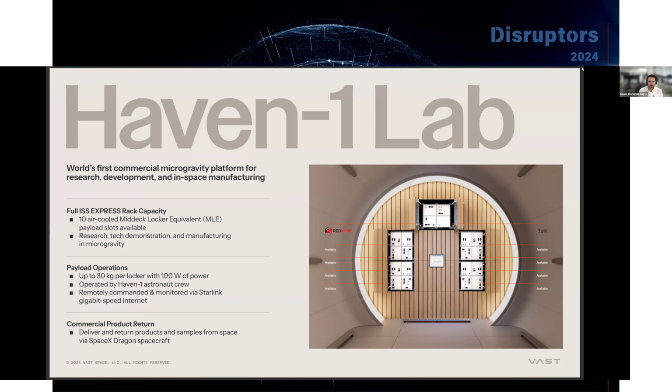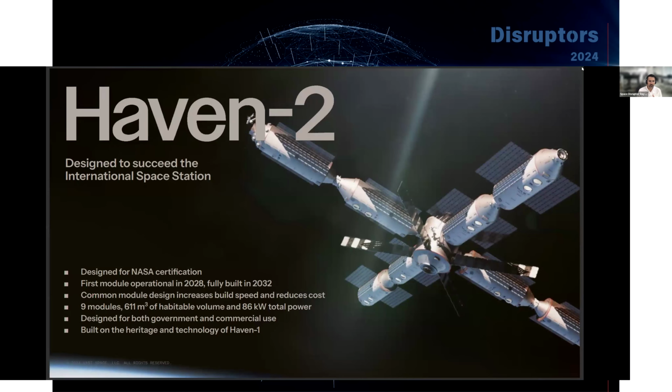And then the final slide we can go to. What we'll be doing next? We announced this back at IAC in October, a few months ago. We announced our architecture for the commercial LEO destination. That is a space station we call Haven 2. It builds upon the architecture of Haven 1. So it's a stretch module. We're using a Falcon Heavy stretch fairing architecture, so pretty much an existing launch architecture that we don't have to wait on.